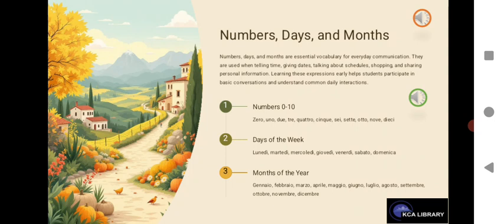Months of the year. The months in Italian are gennaio for January, febbraio for February, marzo for March, aprile for April, maggio for May, giugno for June, luglio for July, agosto for August, settembre for September, ottobre for October, novembre for November, and dicembre for December.